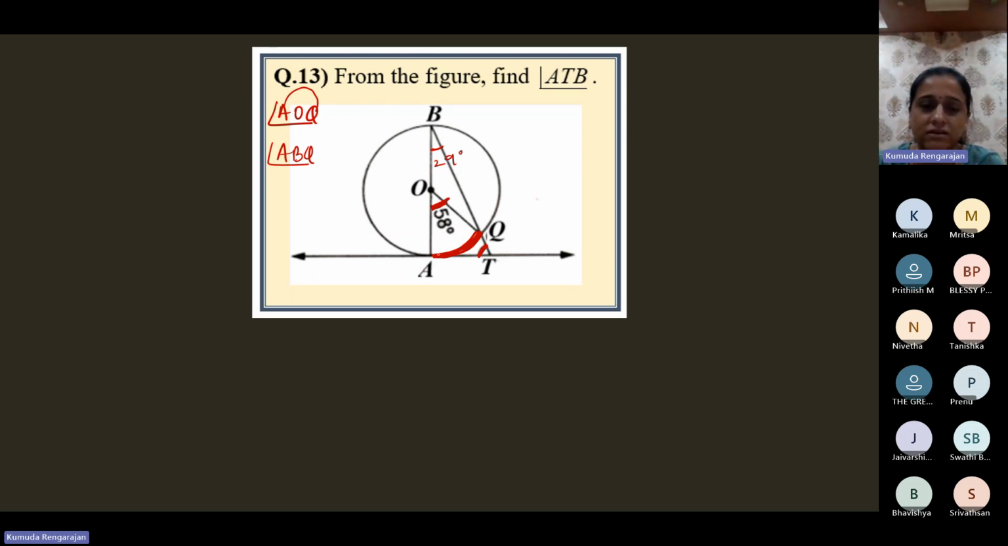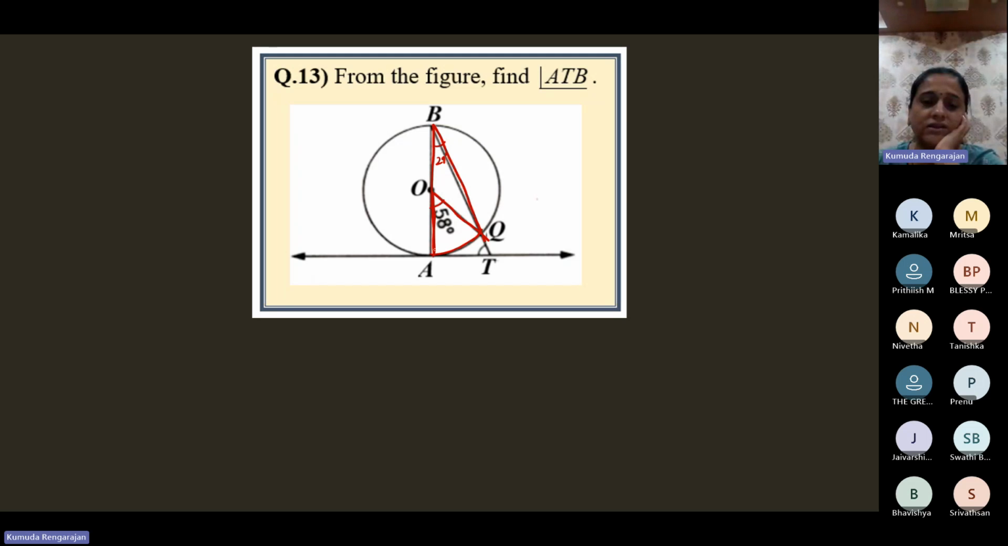What's the measure of this angle? 90. Why? Radius perpendicular to tangent. So in triangle BAT, this is 29 degrees and this is 90 degrees, so you can find this using the angle sum property. AOQ is 58, so ABQ will be 58 by 2, 29.